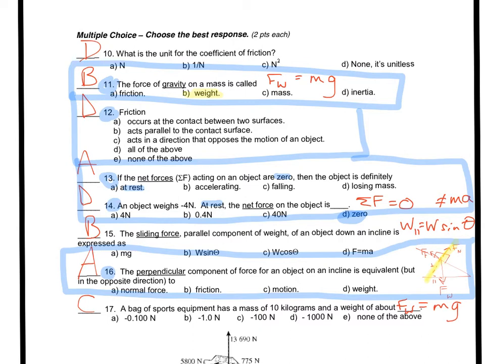Number 16 refers to a free body diagram, and it's talking about the perpendicular components. Make sure that you realize that on these incline problems, the normal force is equal but opposite to the perpendicular component of weight.